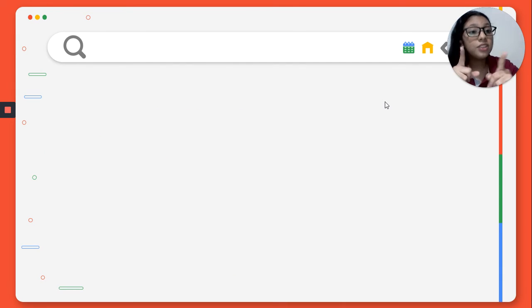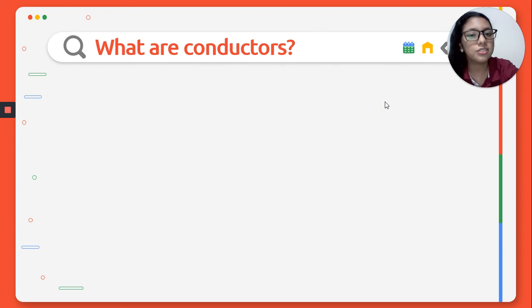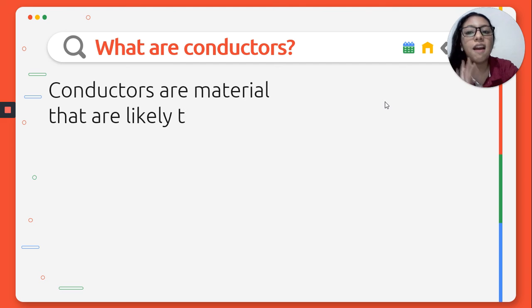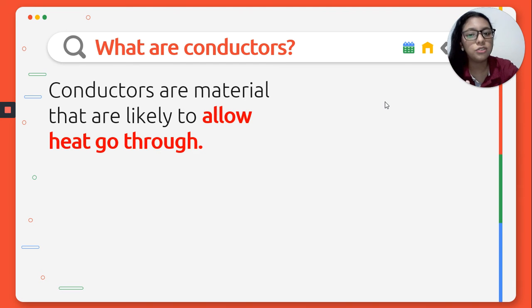So we're going to talk about some new things too. We're going to talk about two types of materials, conductors and insulators. So what are conductors? Conductors are materials that are likely to allow heat to go through, which means that if you have a conductor, heat will go right through it. There's no stop. It's just gonna pass and burn if you touch it.